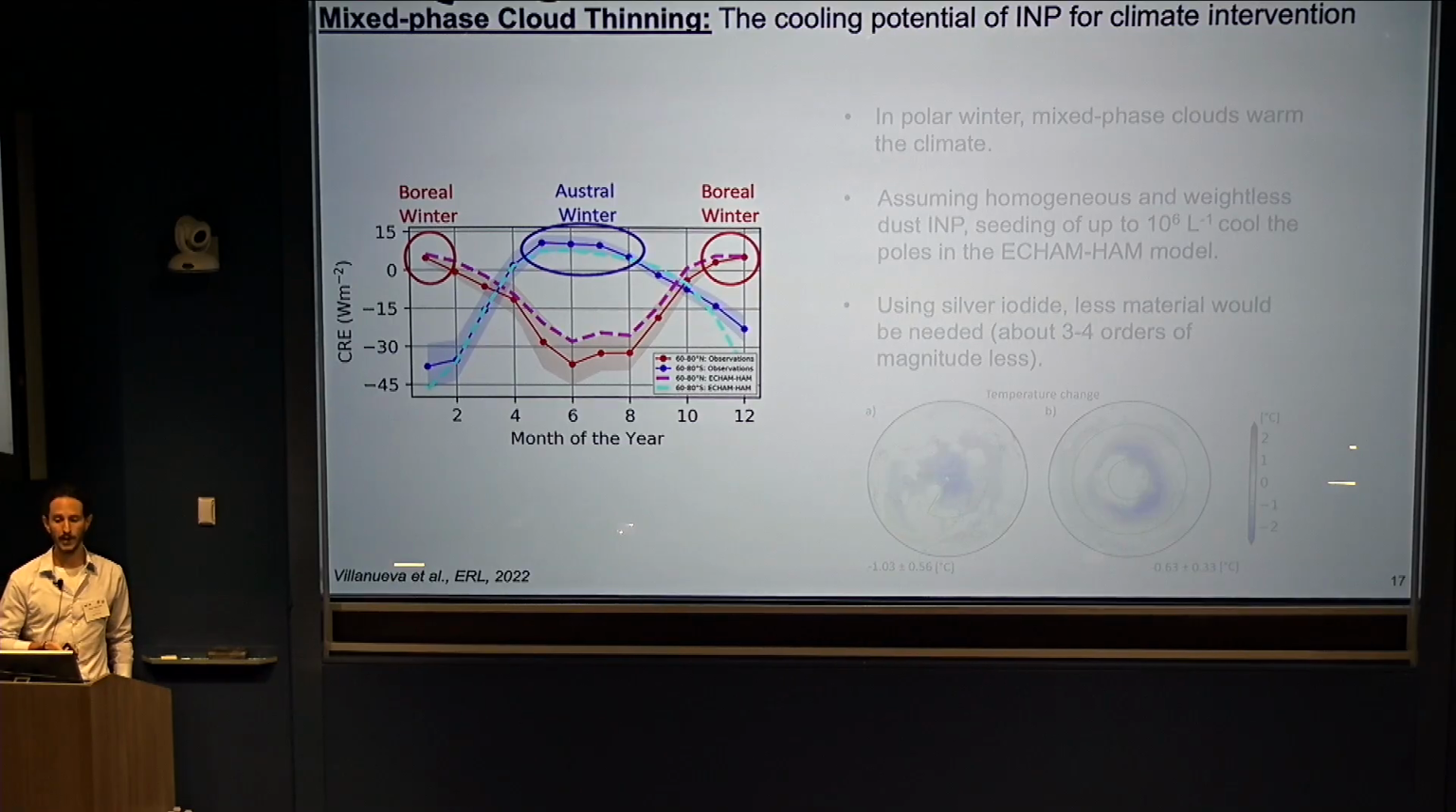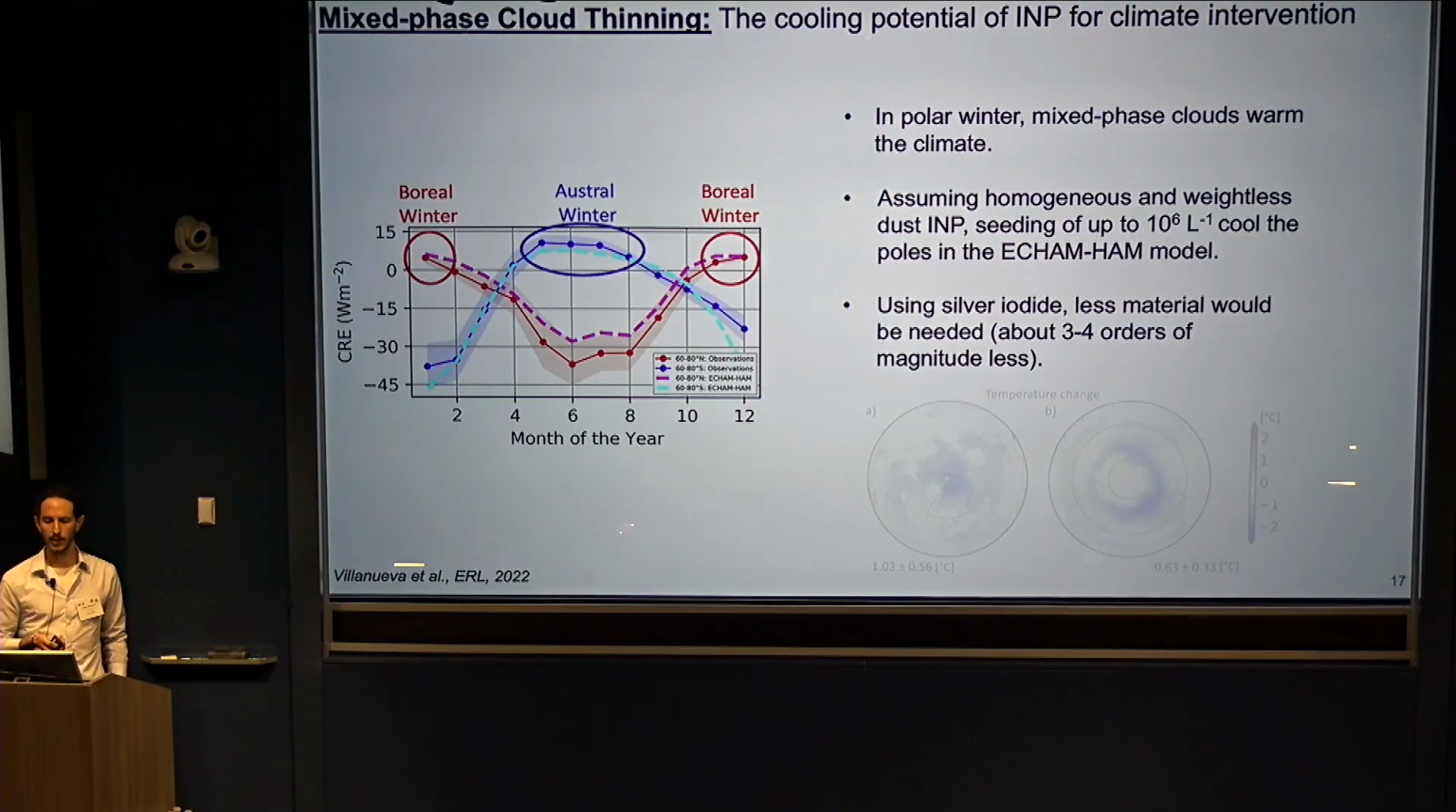So one part is to get the cloud radiative effect to be constrained by observations, and then to look at the sensitivity to aerosols. So how much of this warming effect in winter we can decrease by intentionally seeding more INPs.